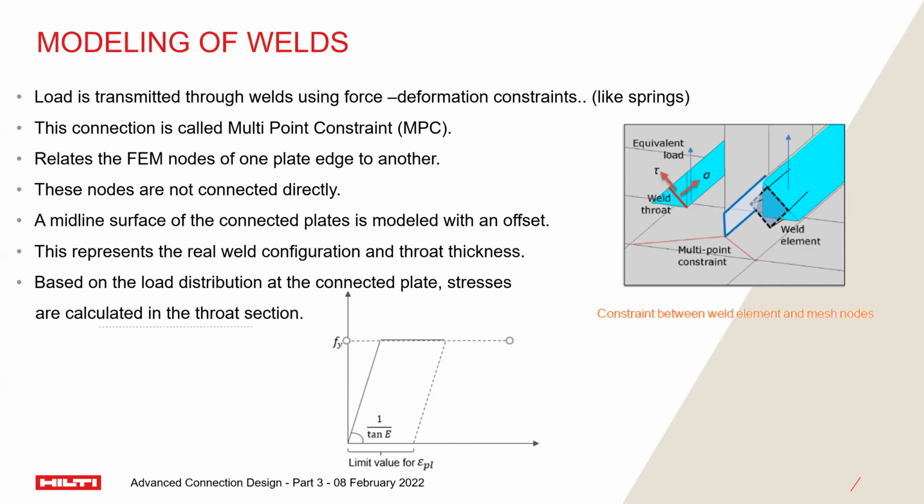Now, the other part is welds, right? The welds are also behaving as plate elements. Their density is a little different from that of the plate or the column, and their behavior is along the lines of a bilinear stress strain curve. The welds are modeled as deformation constraints. This is a connection between two plate elements, one on the column side and the other on the plate side. These nodes are not connected directly. However, a midline surface of the connected plates is modeled with an offset. This offset represents the weld configuration and the throat size of a fillet weld. Based on the node displacement distribution of the connected plate, stresses are calculated in the throat.